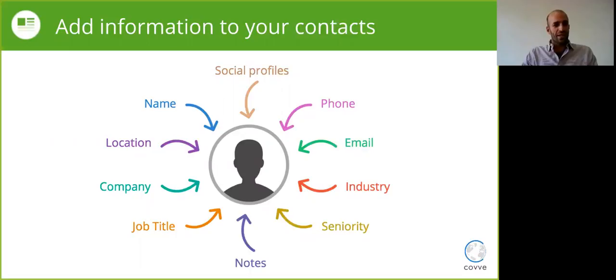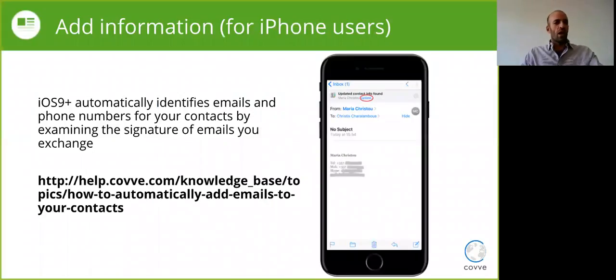And the great thing is that this information is many times readily available for you to use. So let's see how. iOS 9, for example, introduced this great feature that automatically identifies emails and phone numbers and other details for your contacts. They do this by examining the signature of emails you exchange with your contacts, and they extract their details.